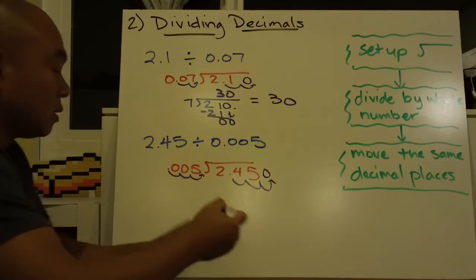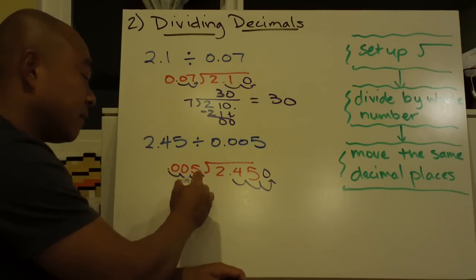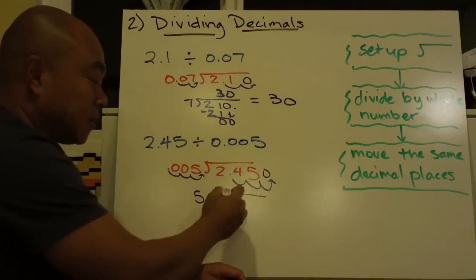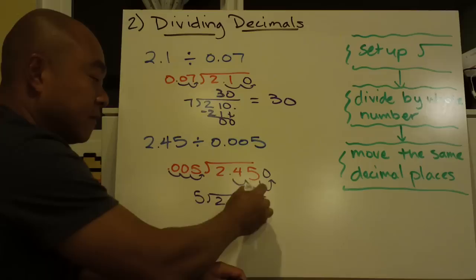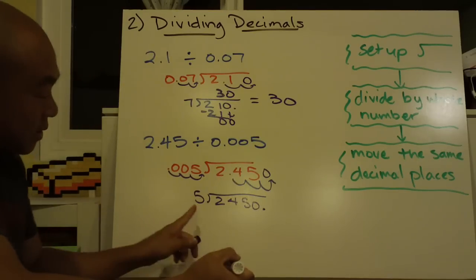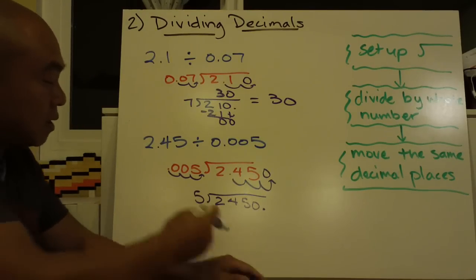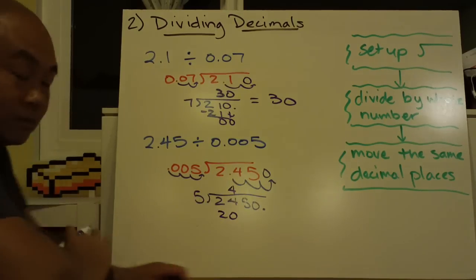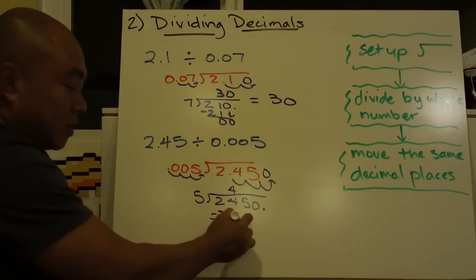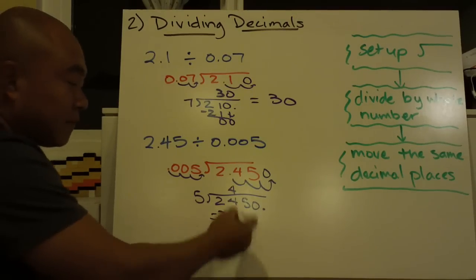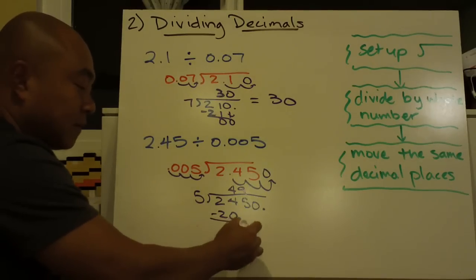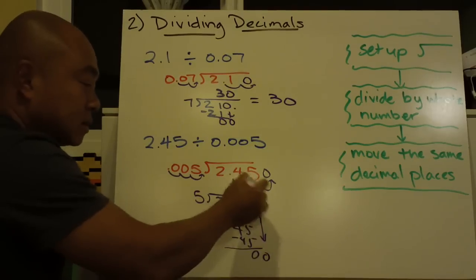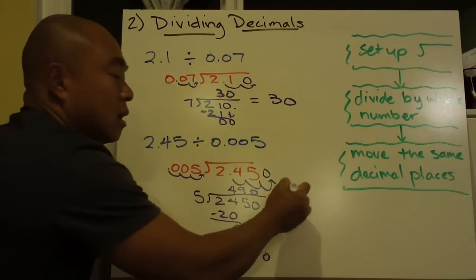Put a placeholder. So rewriting this out looks like 5 into 2, that decimal moved all the way to the end, 4, 5, 0. Here's my decimal again. Okay. So now let's go ahead and take this 5 into 2, nothing. 5 into 24 would be 4 times. That's going to give me 20. Subtract this, I have 45 left. 5 into 45 is 9 times. That's minus 45. I get 0, bring down the 0. 5 into 0 is 0, and then my problem is done.